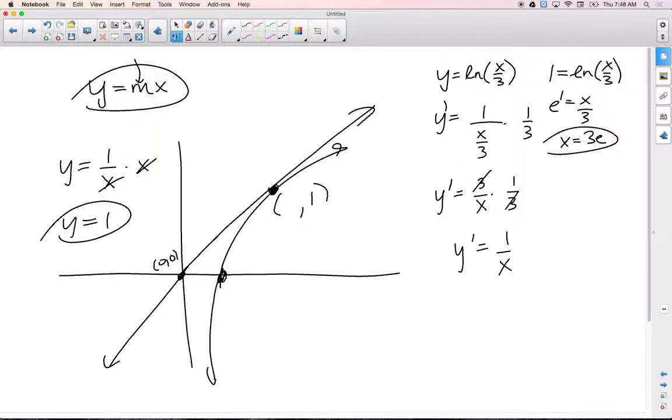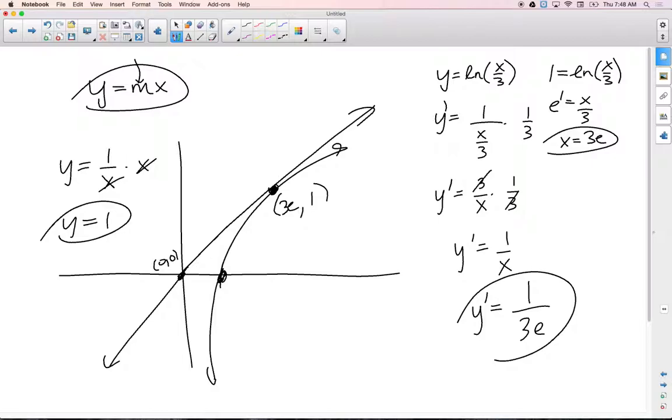But that's not enough. That's my x value, but I want to find the slope. I'm looking for the slope of this tangent line that goes through the origin. So I plug it into the what? So 1 over 3e, and there's your answer. Anybody get that?